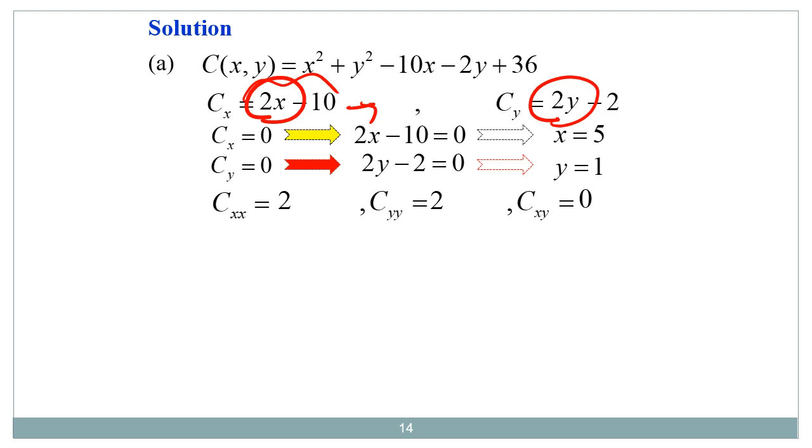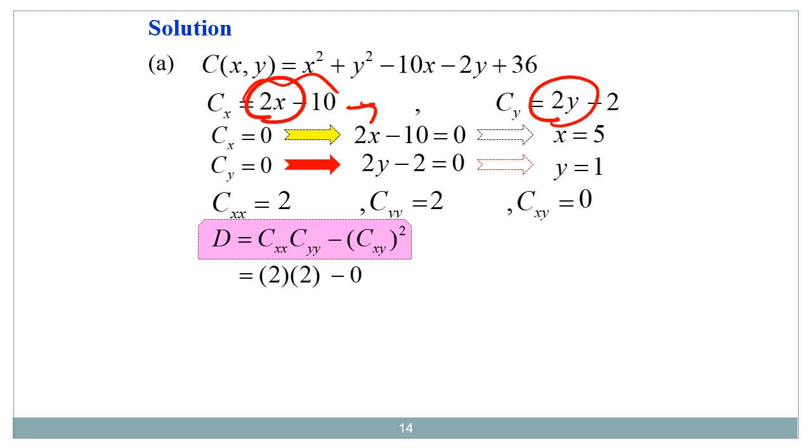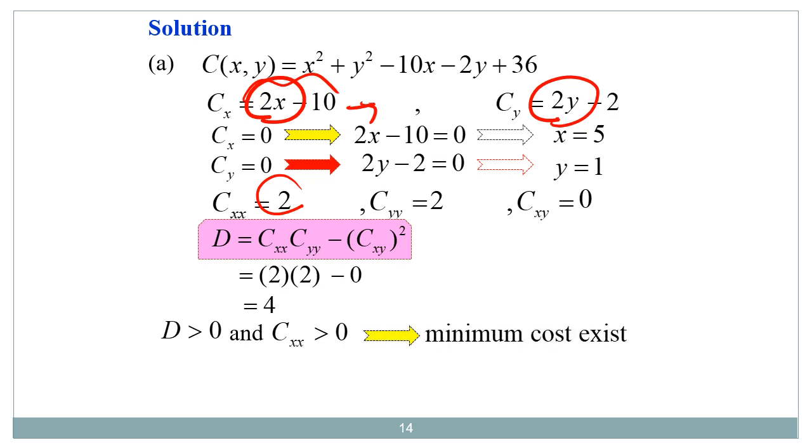So substitute the values into the discriminant formula. So we have 2 multiplied by 2 minus 0 squared, which is equal to 4. So our D here is positive, and the C sub xx is also a positive value. 2 is a positive value. So what does it mean? So it's indeed a minimum point. So the minimum cost exists.